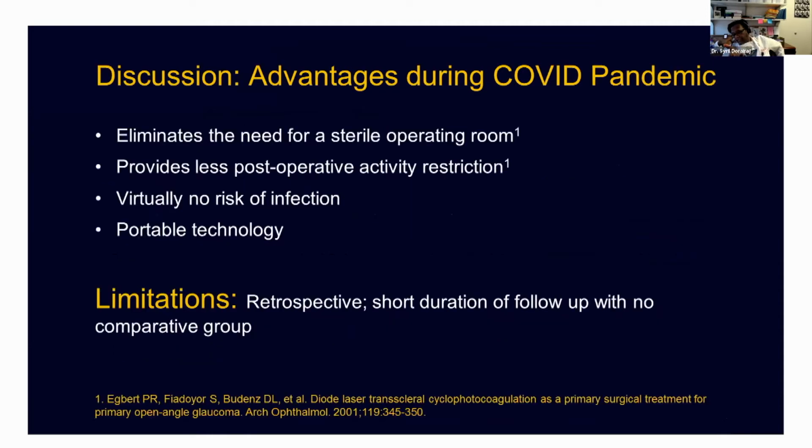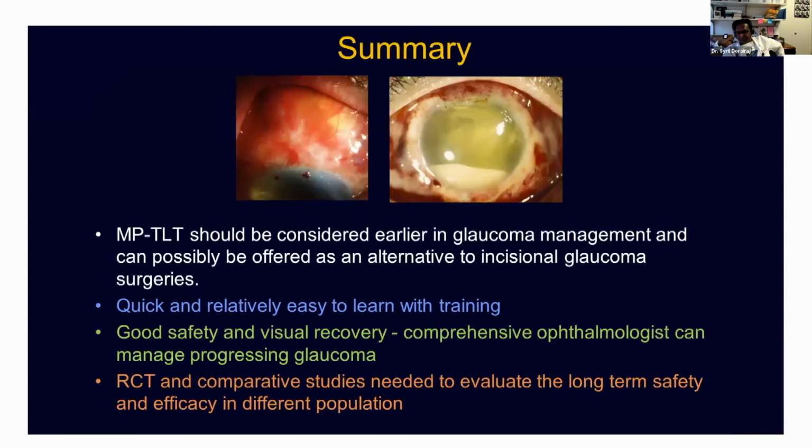So in this situation, Dr. Bloom is going to touch upon the COVID pandemic and the advantage of using MicroPulse. Here it eliminates a sterile operating room and provides less post-operative activity restriction. The patient comes in, gets the procedure done, and then I see them in a week, in a month, and we follow them without much complications. But the limitations of the data are that it's retrospective, short duration, and has no comparative group.